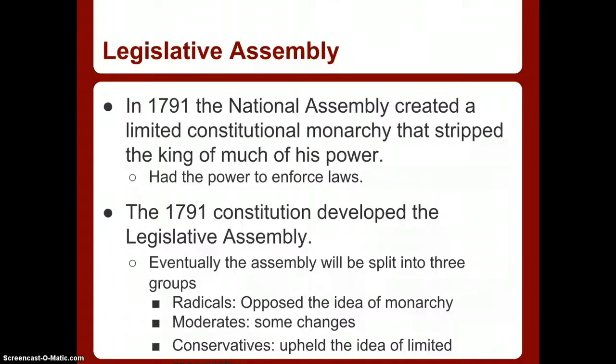Alright, in 1791, the National Assembly creates a limited constitutional monarchy. And what this does is strip the king, Louis XVI, of much of his power. He essentially only had the power to enforce laws, and that was superficial at best. In addition, the 1791 Constitution developed the Legislative Assembly. And eventually, the Assembly is going to be split into three different groups: the Radicals, the Moderates, and the Conservatives. So the Radicals are going to oppose the idea of monarchy altogether. Moderates want some changes. The Conservatives uphold the idea of a limited monarchy. They don't mind it per se.